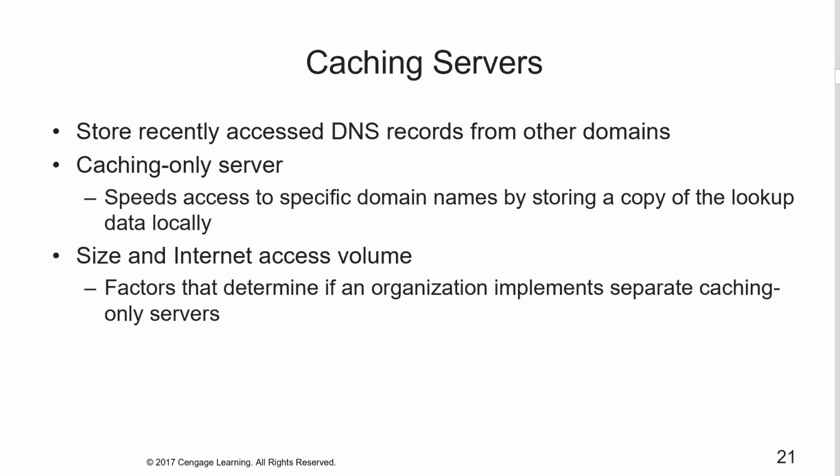Now, while you get a performance improvement, the issue with caching servers is if you're doing fast record changes, they have to propagate to the caching servers. So you wind up in a situation where your caching server could have different data than your primary and secondary servers. So you have to take all that into account. What's more important, performance or data accuracy?